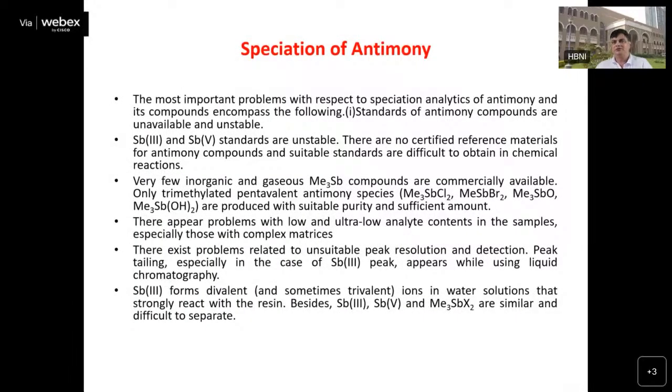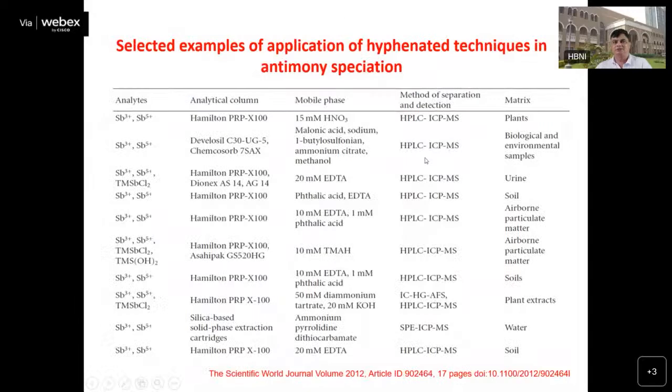Similarly, in the case of antimony, these are the various analytes, analytical column, mobile phase, and methods of separation, and these are the matrices, ranging from plant and soil to biological samples like urine and plant extract. So this is how we can do this analysis.